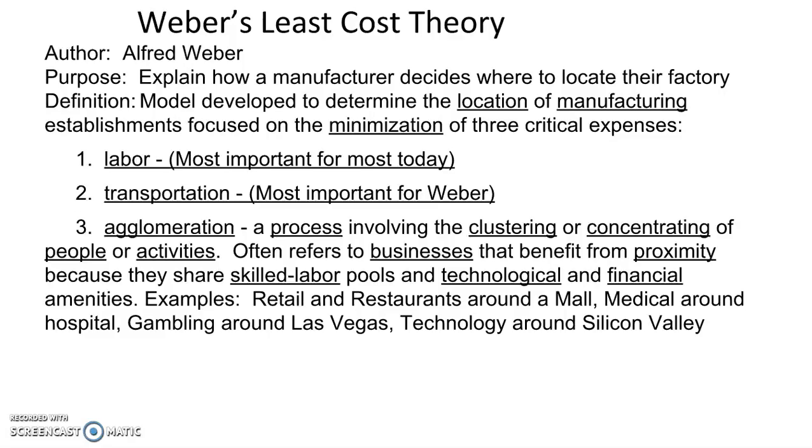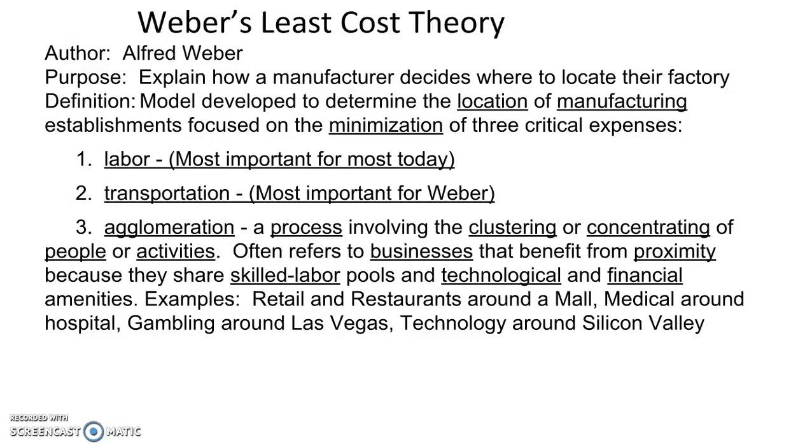And according to Weber, the most important cost was the transportation cost, which is a situation factor. Where are you going to relocate your factory in relation to the market or the raw material? So in Weber's time, the transportation was the most important. In today's world, taking advantage of labor and the cheaper labor is much more important.